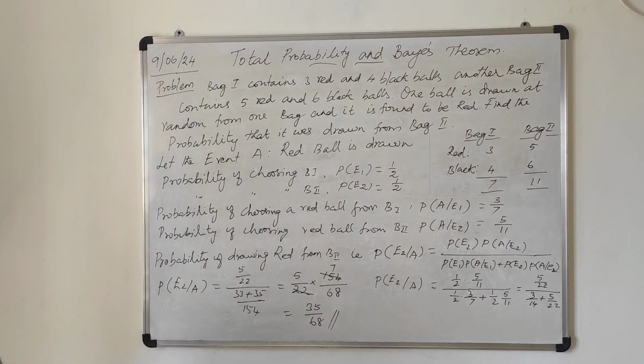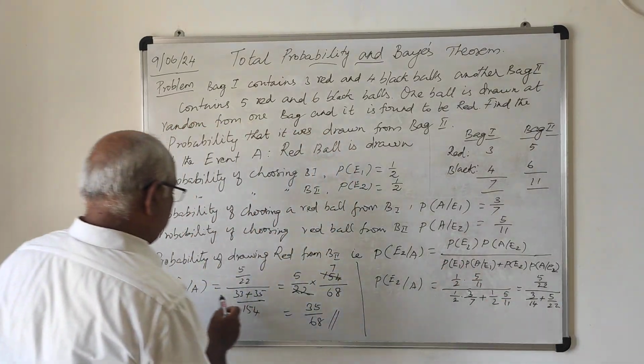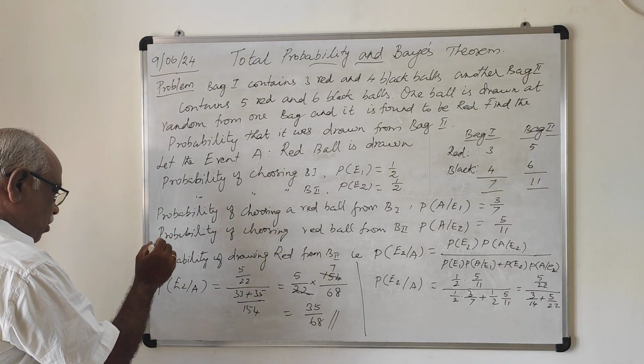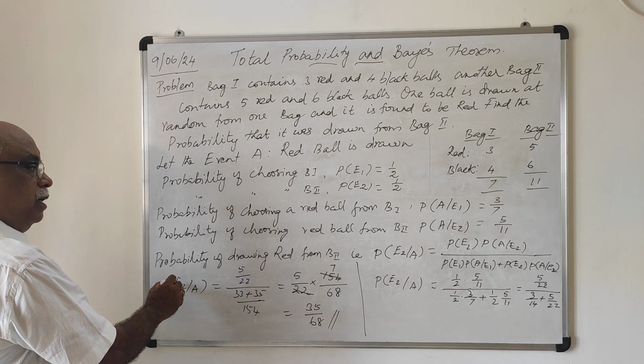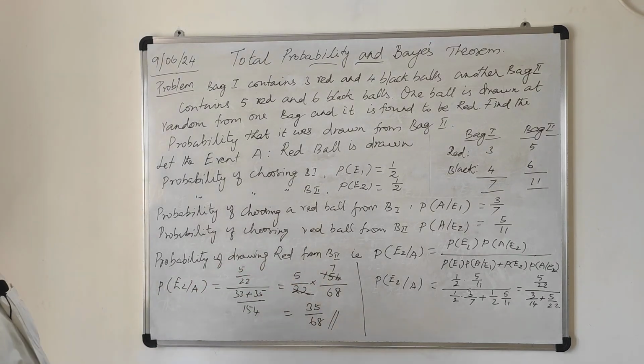That is the problem. After this step, you come here: the probability of drawing a red ball from bag 2, probability of E2 by A, is 35 by 68. That's all for the problem.